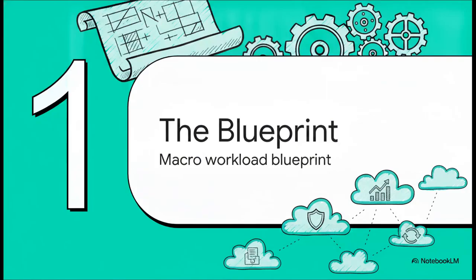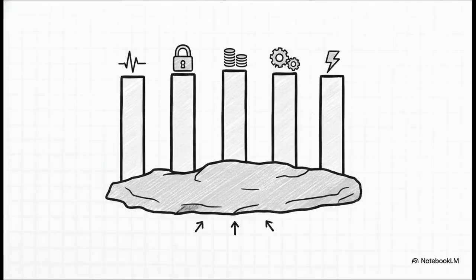All right, Section 1, the well-architected blueprint. This is really the macro blueprint for your workload. Think of these 5 pillars: reliability, security, cost optimization, operational excellence, and performance efficiency as the absolute architectural theory that has to inform every single technical decision you make. And honestly, the real magic is in how they interlock.